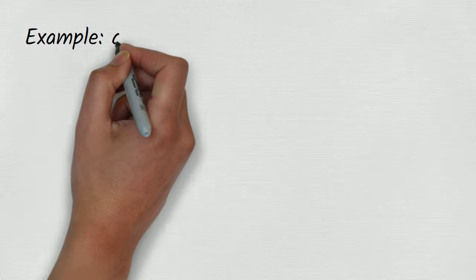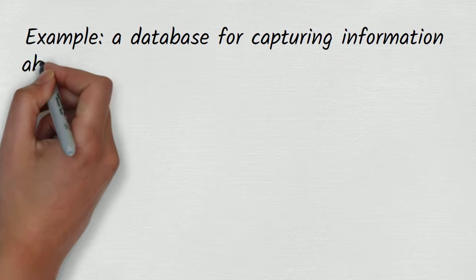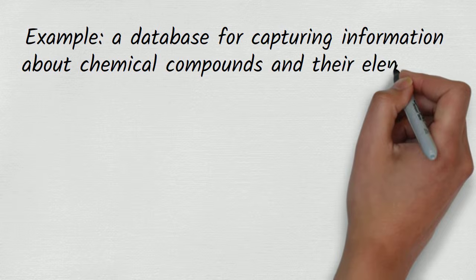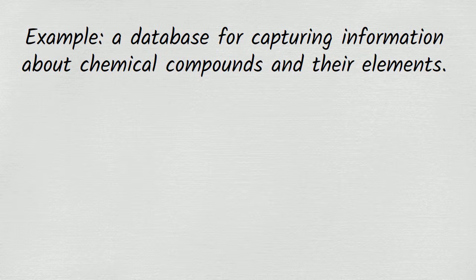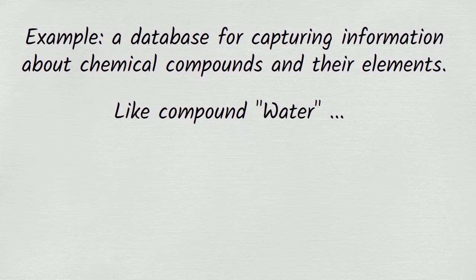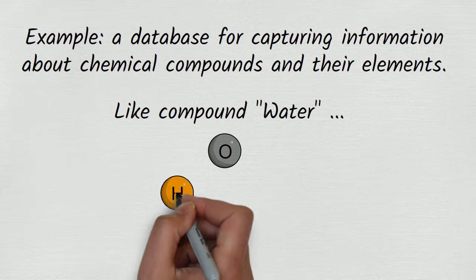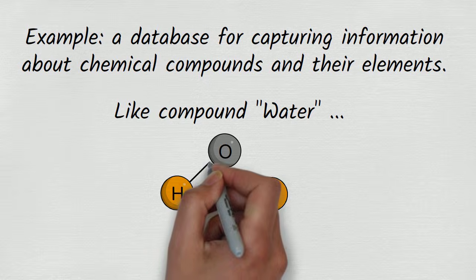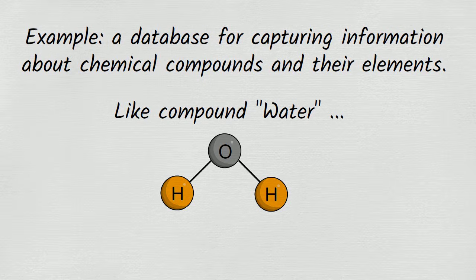Let's suppose we have a database that records information about chemical compounds and the chemical elements that make them up. An example of a chemical compound is water. Water, as we all know, is H2O, meaning a water molecule consists of 2 hydrogen atoms and 1 oxygen atom.